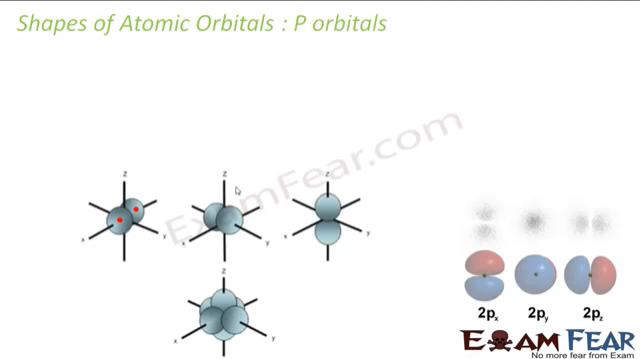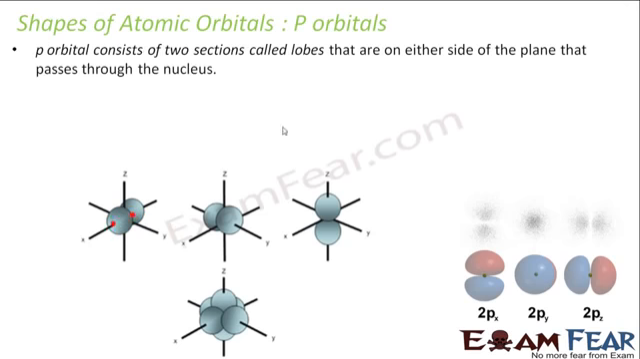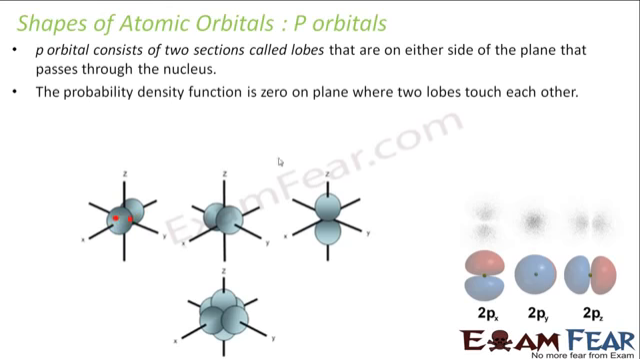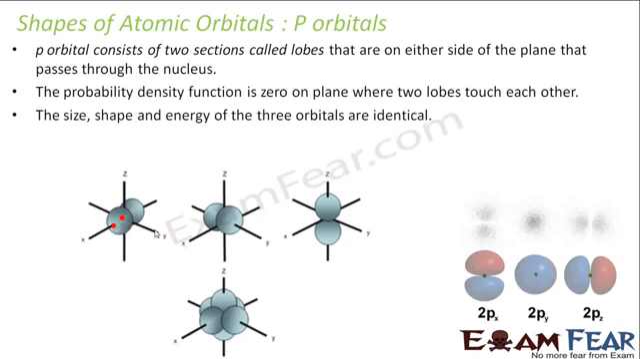Let's take the p orbitals. P orbitals look like this. You see, the electrons can move anywhere. If you see in the s orbitals, we had only 2 electrons. So 2 electrons can move anywhere. And it has 2 sections called lobes. So you see, there are 2 lobes on either side of the plane. And the probability density is 0 on the plane where the 2 lobes touch each other. In this place also, the probability of finding an electron is 0.